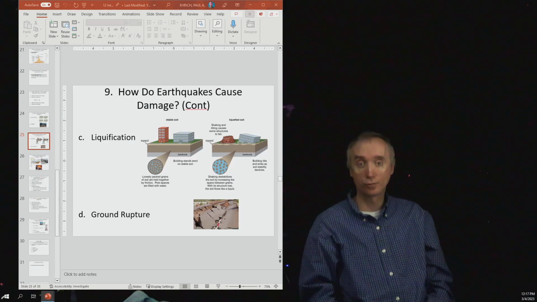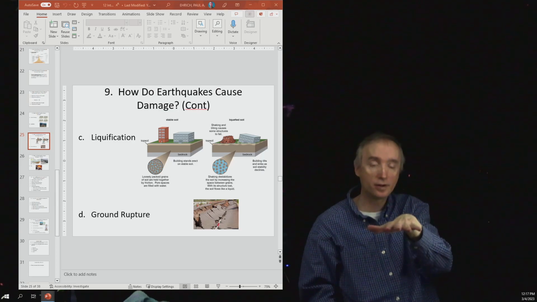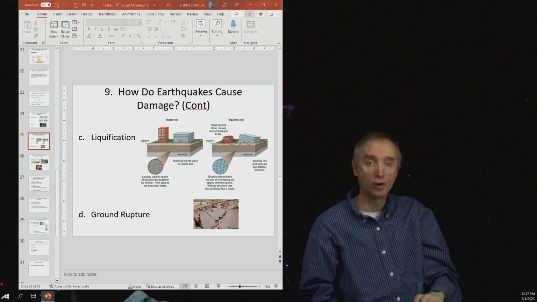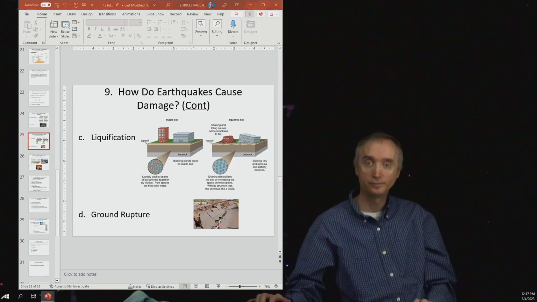Then you've got ground rupture. That's what's going to happen to roads and things as they're moving up and down and sideways. Eventually they're going to reach the point at which they just can no longer withstand those forces, and the ground is going to buckle whenever that happens.